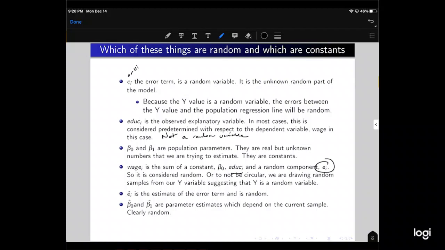e hat i, the residuals, are the estimate of the error term, and so therefore they're random as well. And beta hat 0 and beta hat 1 are parameter estimates which depend on the current sample. And we've already defined, this whole lecture was about defining their distribution. And so if we're talking about something that has a non-trivial distribution, then it has to be a random variable. Okay, so that finishes up lecture notes 4. And that's about it.